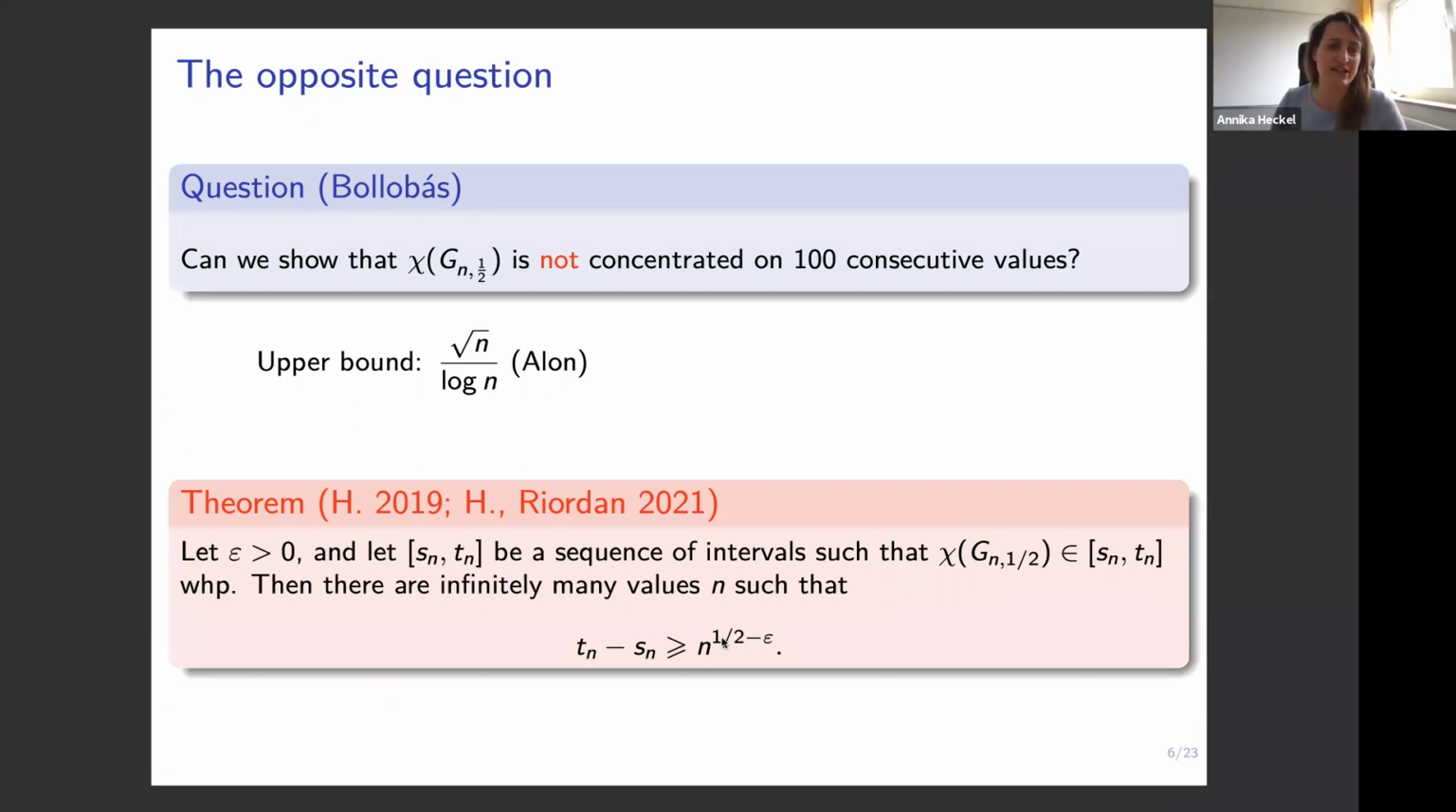And then secondly, I want to talk about what we think the correct concentration behavior of the chromatic number is, because I should warn you at this point, we do not think that this lower bound is true for every n. We only show there are infinitely many n so that this holds. And in fact, we do not think this holds for every n. So I will say something about this at the end of the talk. Okay, so let's start with the method.